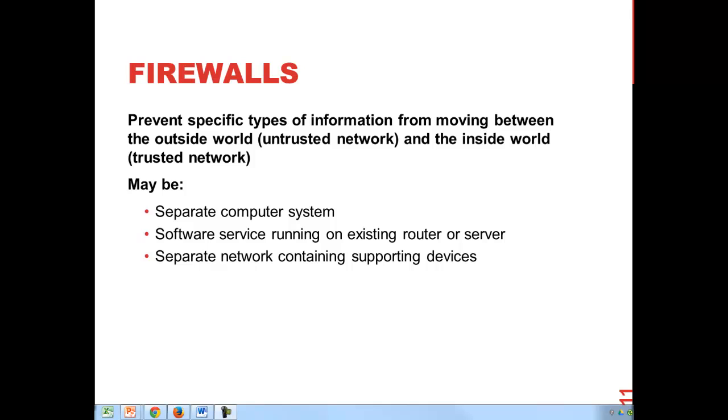Firewalls can come in many different forms. They can be a separate computer system. They can be software services running on a particular device. A firewall can also be a separate network which has a bunch of different supporting devices inside it as well.